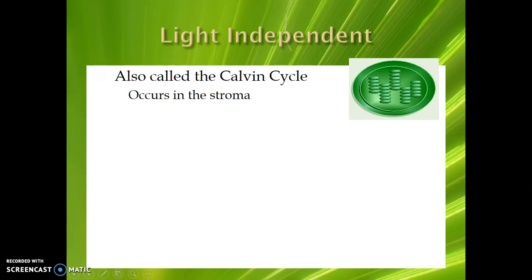Part 2 is called the light independent, or the dark reactions. It is also called the Calvin cycle. This portion is going to occur in the stroma. So look at your chloroplast picture here and remind yourself, where is the stroma? Hopefully you remembered that it's a thick, sticky fluid that fills it up, so it's represented by the empty space.